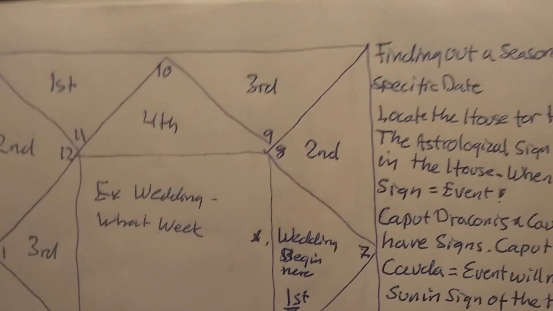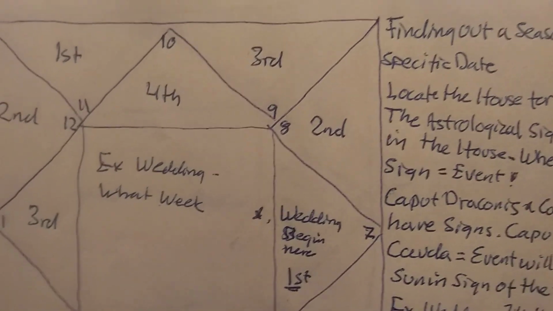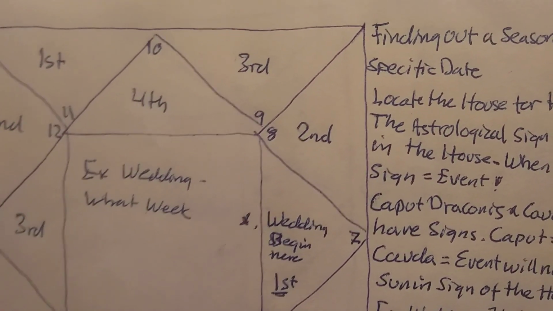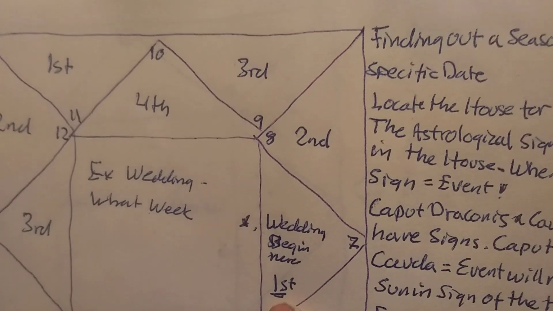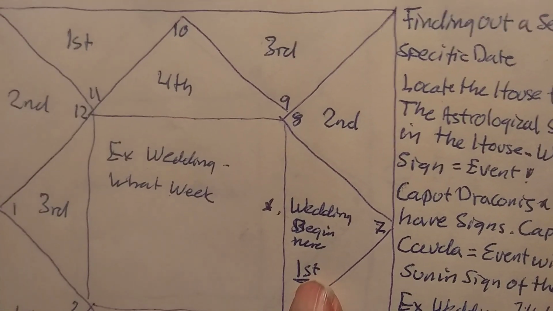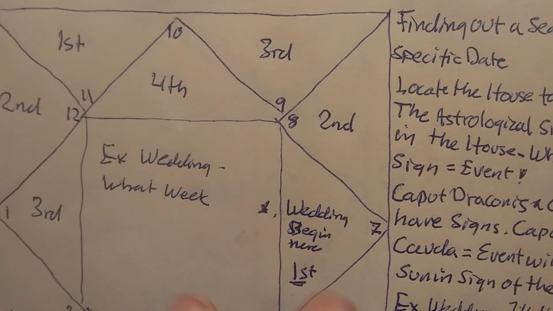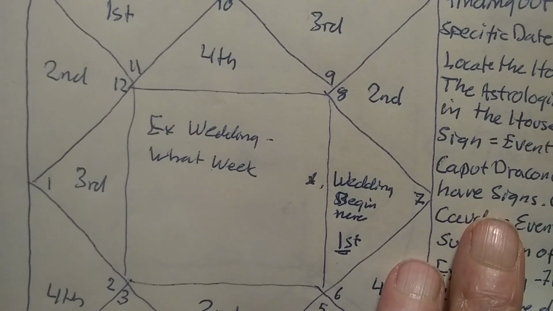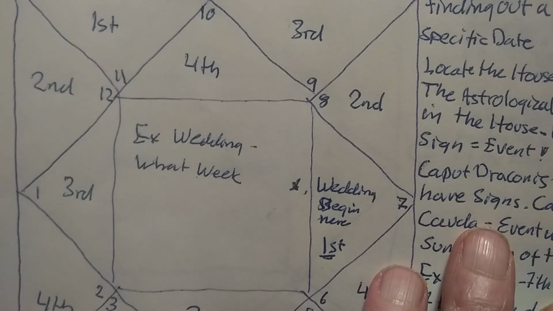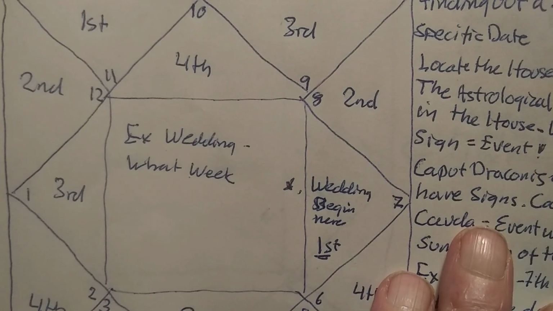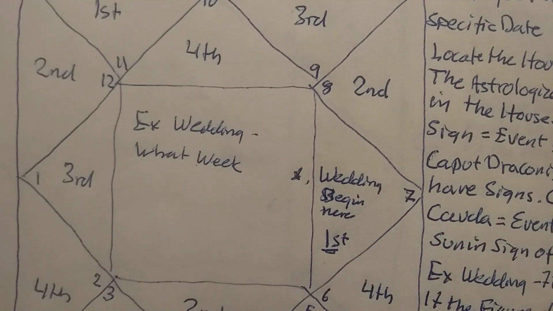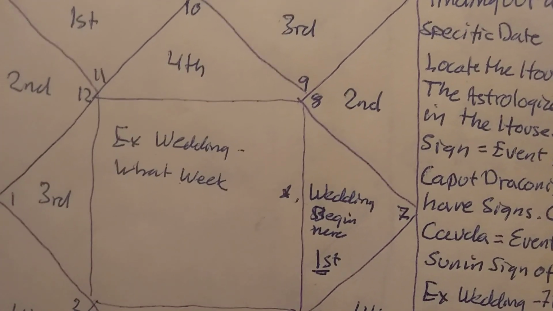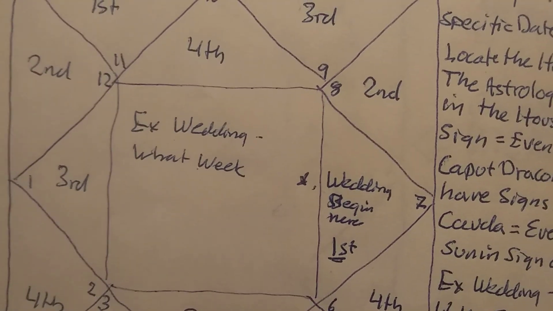and you choose the house for the event and the astrological sign connected to the figure that will appear in the house when the sun will be in the sign. That's the season or month of the event. And Caput Draconis and Cauda Draconis don't have signs. Caput Draconis means it's too early to tell, and Cauda Draconis means the event will not happen at all.